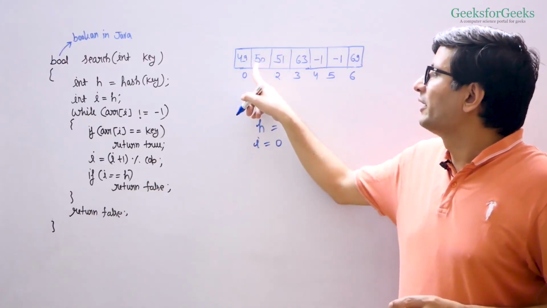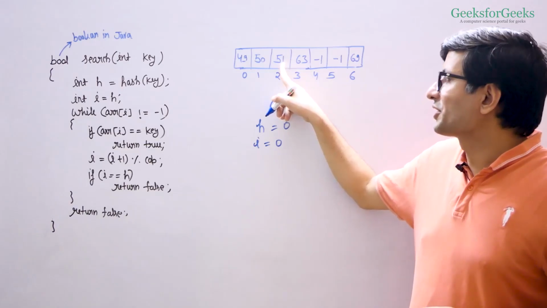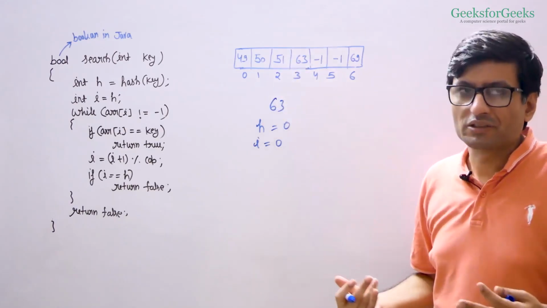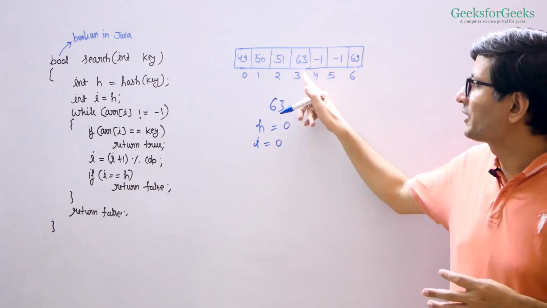So I'll come here. It's not matching. Then I'll come here. It's not matching. Then I'll come here and I see it's matching. So I'll stop, right? I'll stop and return this index 3.